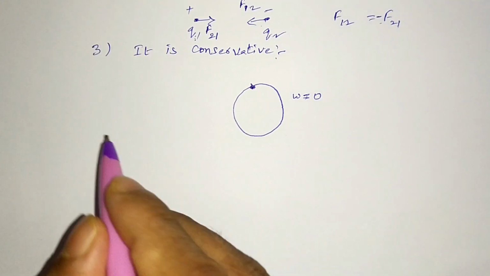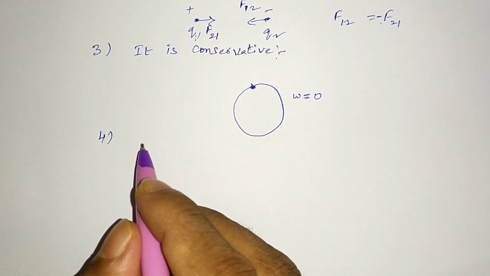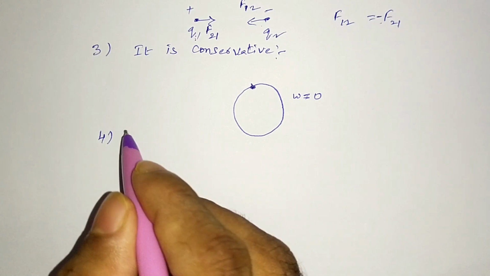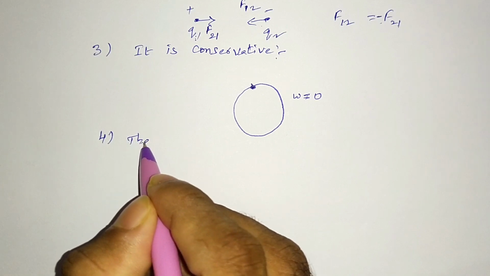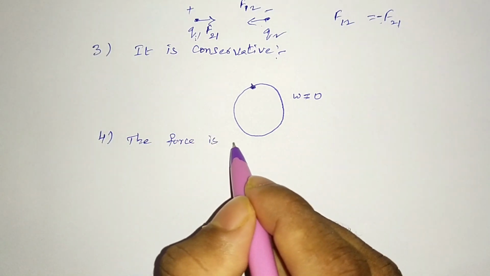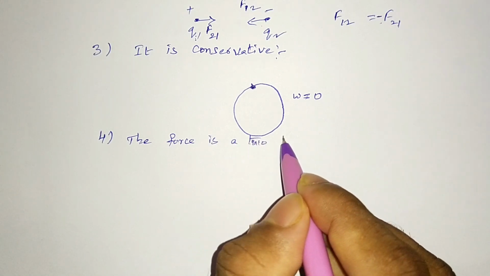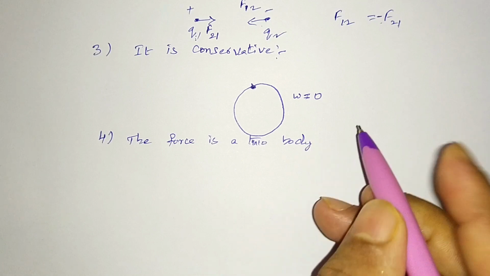Next, the fourth point. Coming to the fourth point, the force is a two-body interaction. What is that, sir? Remember this one, two body interaction.